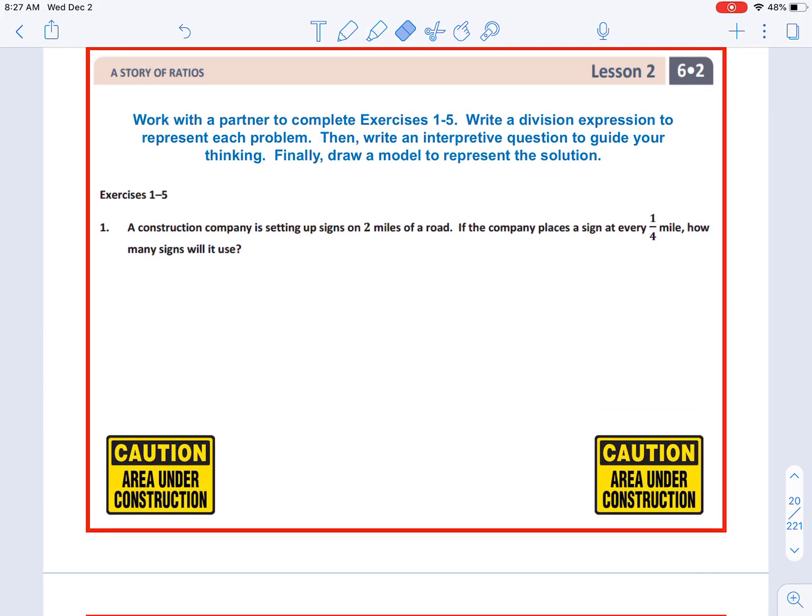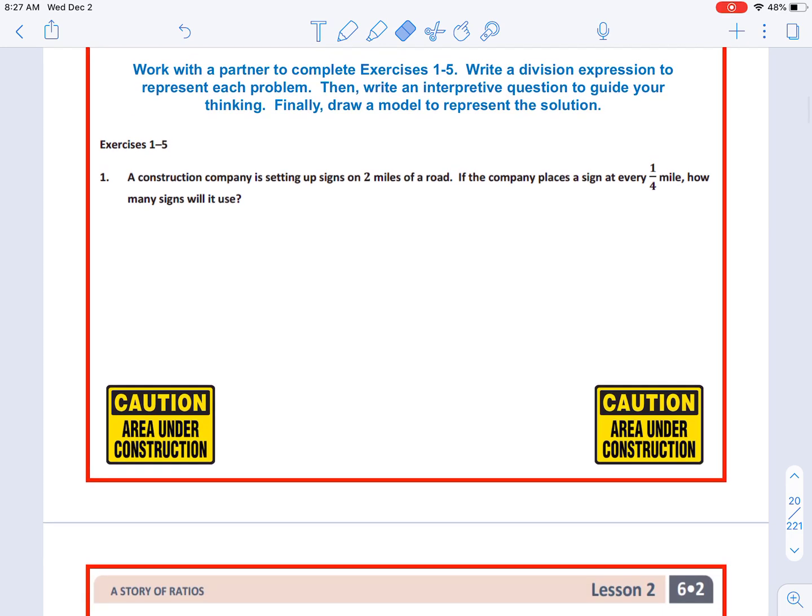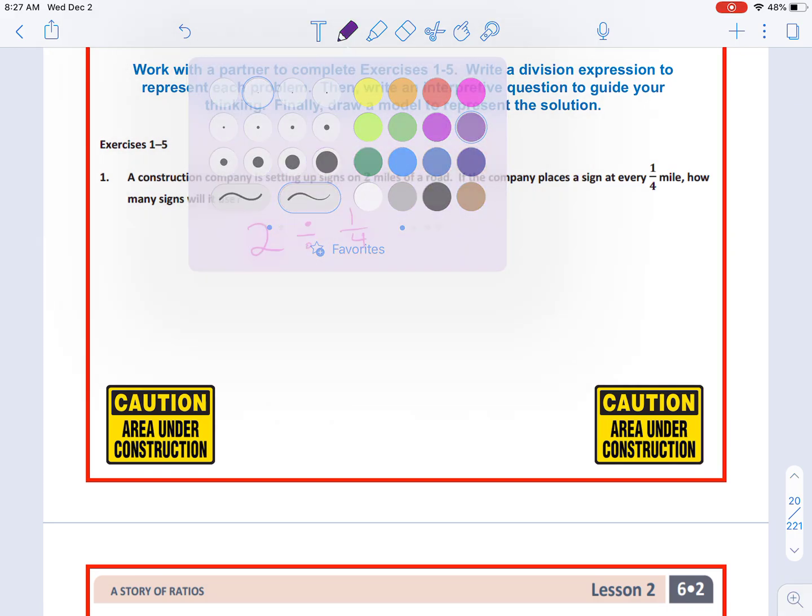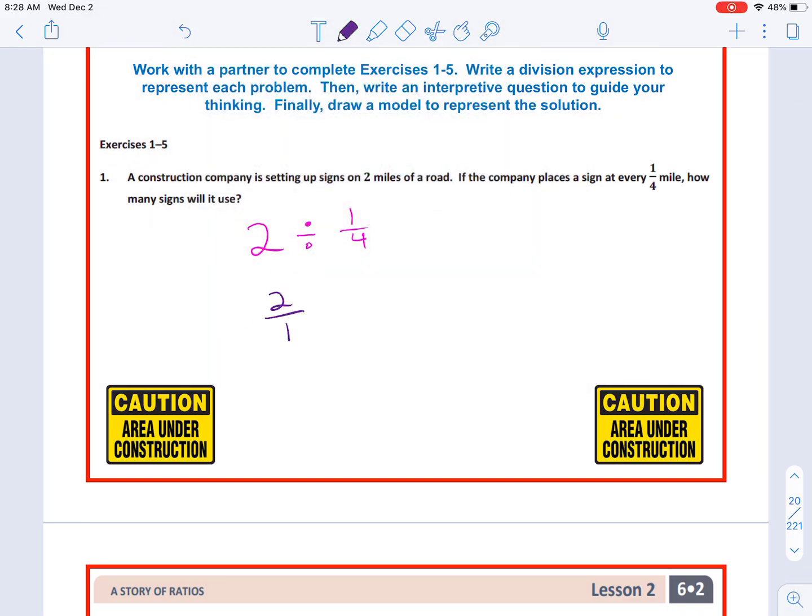We're going to get started with exercise 1. Exercise 1 says a construction company is setting up signs on 2 miles of a road. If the company places a sign at every 1/4 mile, how many signs will it use? So what we're trying to figure out is how many 1/4ths are there in 2. So let's set up our problem. This is going to be 2 divided by 1/4. Now we have a whole number, so the first thing we have to do is turn that whole number into a fraction, and then skip, dot, flip.